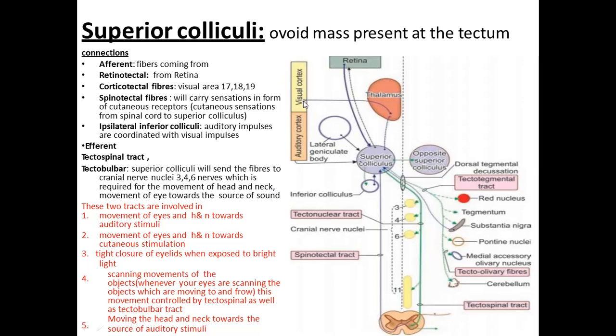The spinotectal fibers will carry sensations from cutaneous receptors, and from the ipsilateral inferior colliculi. The auditory impulses are coordinated with visual impulses. Then the efferents: the tectospinal tract and the tectobulbar tract.